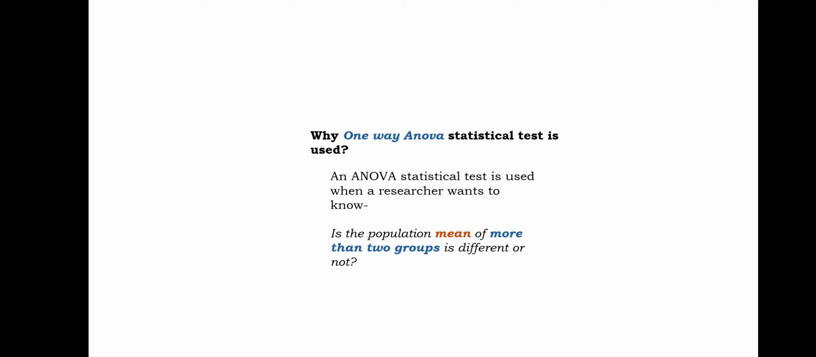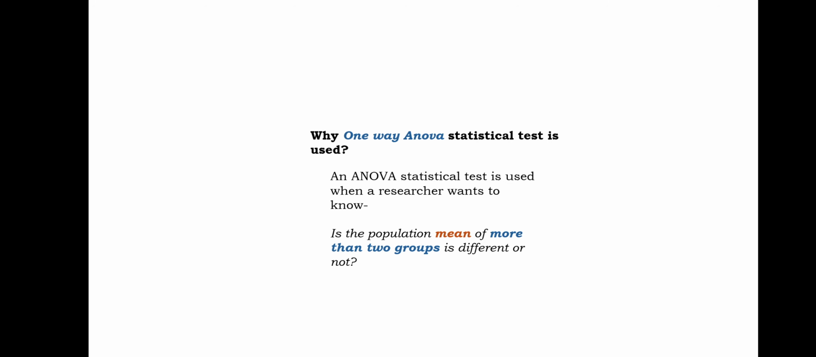So in our case, how many groups have we seen? We have seen three groups. It is very important that the groups should be more than two. Otherwise, there is no need to do the one-way ANOVA test. We can simply shift our decision to a test which is known as the t-test. The question will be the same, but our groups will be more than two in case of a one-way ANOVA statistical test, and our groups will be only two in case of a t-test.